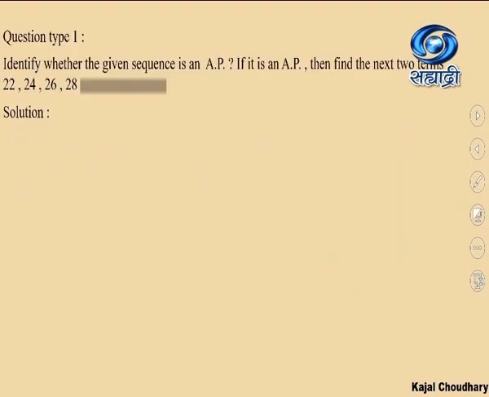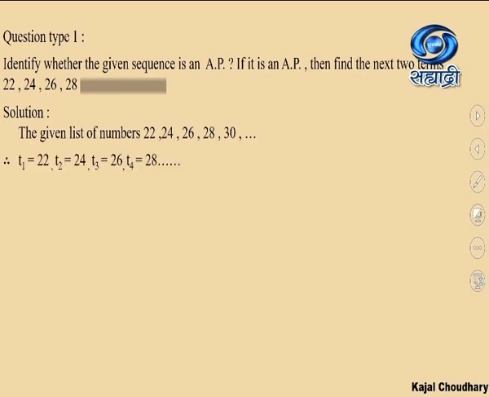Now, the question we can have here is to identify whether the given sequence is an AP or not. And if it is an AP, then we have to find the next two terms of the sequence. Let us first observe the list of numbers: 22, 24, 26, 28 and 30. If these numbers are in AP, they should have a constant difference. Let us find it out.